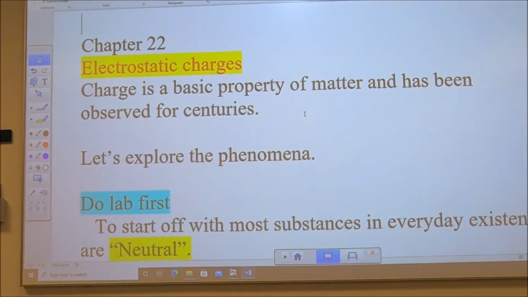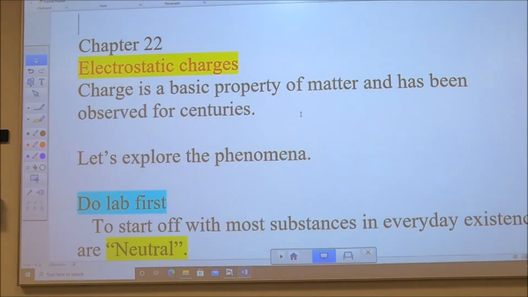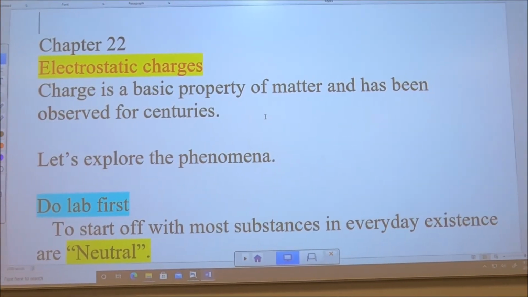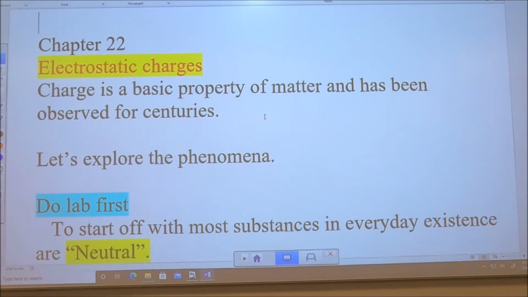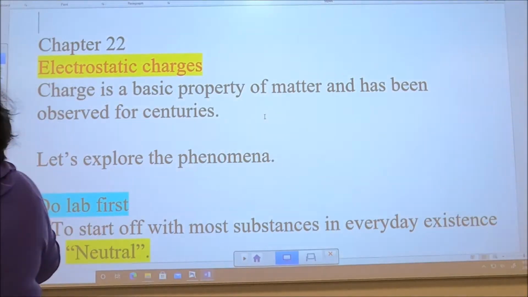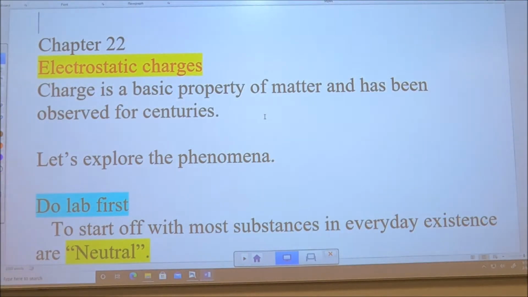Hello everybody. Welcome to the next topic in physics, namely electrostatics. We've left thermodynamics behind and we're moving into electricity and magnetism, and we start electricity with electrostatic charge. Charge is a basic property of matter. It's been observed for centuries.